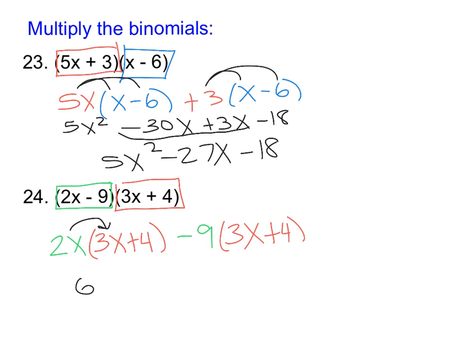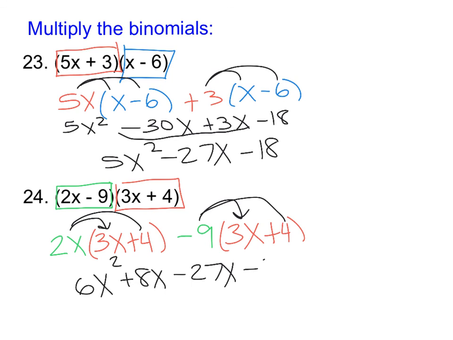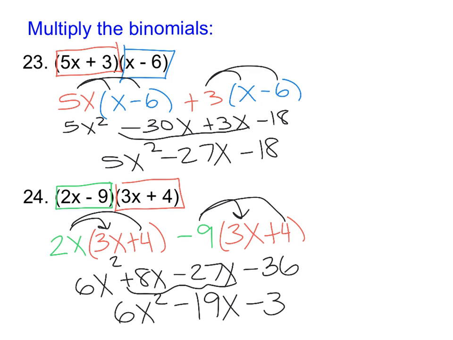2 times 3 is 6, x squared. 2 times 4 is 8, 8x. Don't forget your x. Negative 9 times 3, negative 27x. And negative 9 times 4 is negative 36. Put those two middle terms together and we get 6x squared minus 19x minus 36.